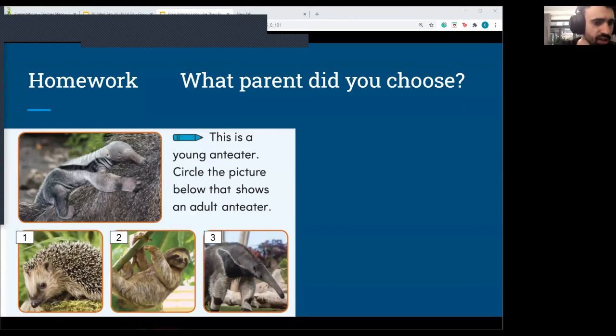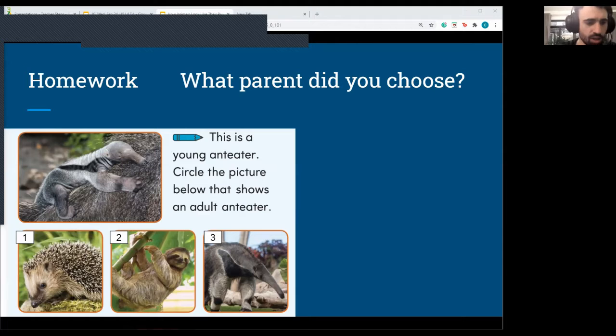So let's have Ice Cream, or Kem. What did you choose, 1, 2, or 3? Number 2. And why did you choose number 2? I like that animal too. Oh, you like number 2?